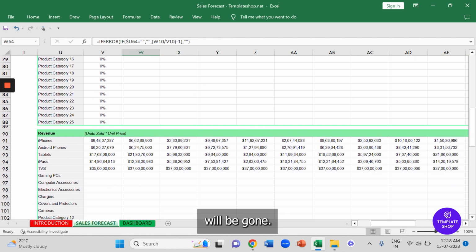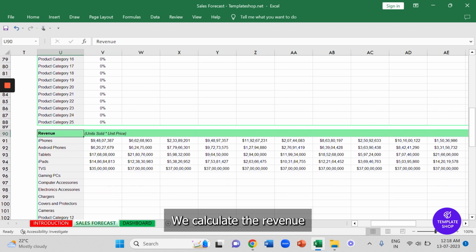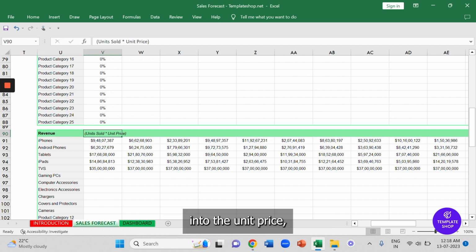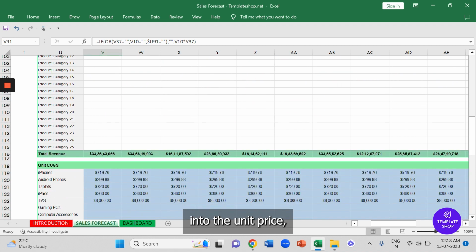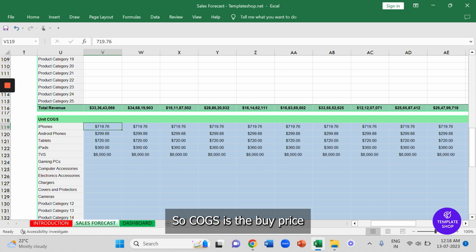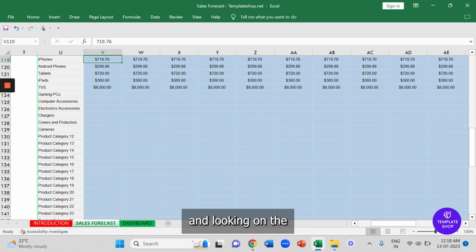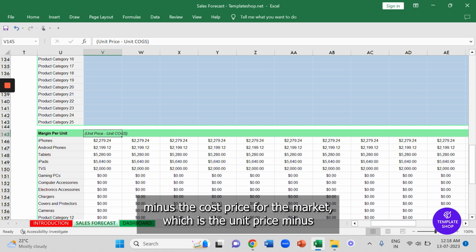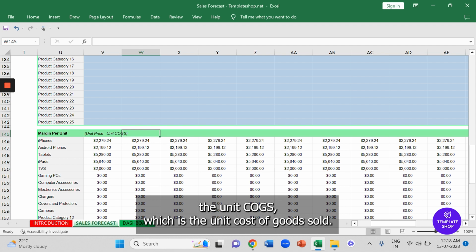Moving on, we calculate the revenue, which is the number of units sold times the unit price. The unit cost of goods sold, so COGS, is the buy price, and working on the margin, it's the selling price minus the cost price, or in our case, it is the unit price minus the unit COGS, which is the unit cost of goods sold.